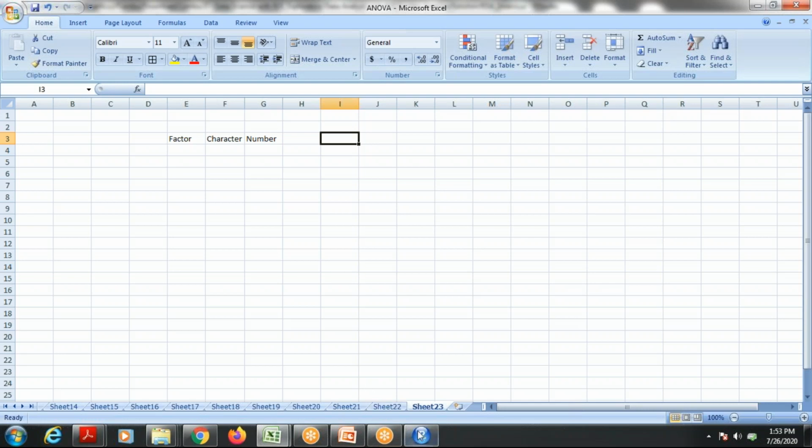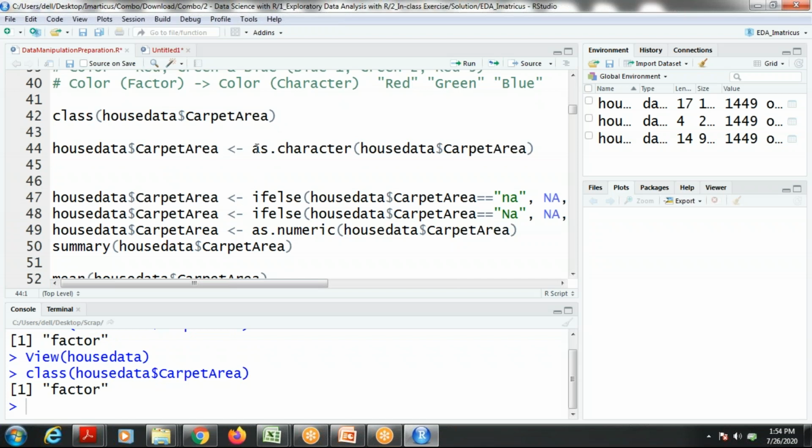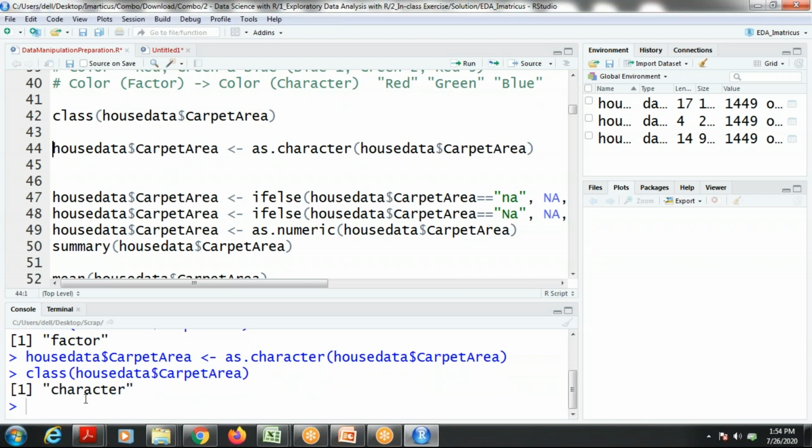Okay. Now, this is a limitation, or I would say it's not a limitation, that is good behavior. So what I'm doing here: the moment I ran the class of the carpet area, I got factor. I am converting that to character, using as.character on the housing carpet area. Once I convert it and run the class of the carpet area again, you see now it is saying character. That means your carpet area data is converted from factor to character. Is that clear?